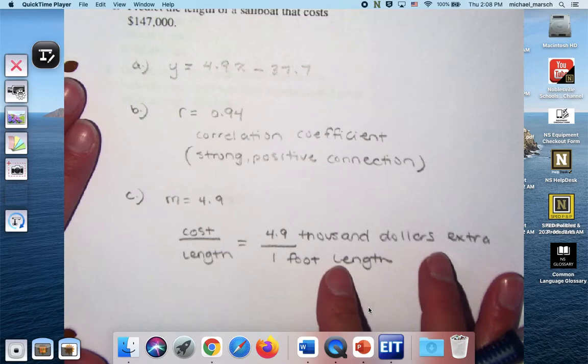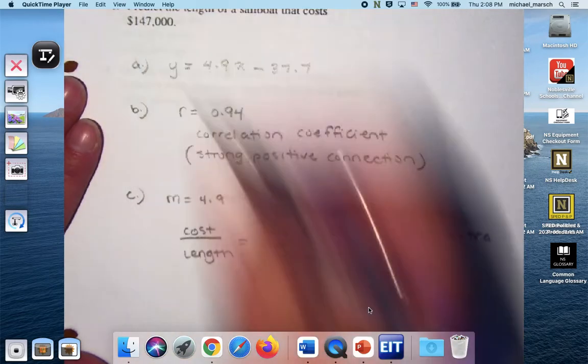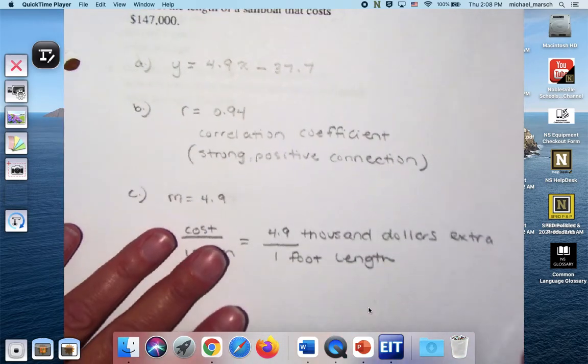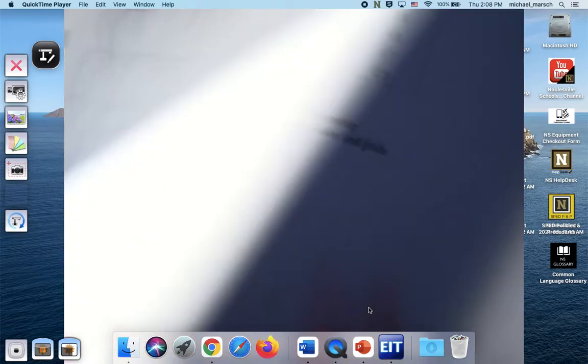Okay, so we're going to stop right there. We'll come back to D and E on Monday. Let's flip the page and do another one to make sure you guys have the system down.